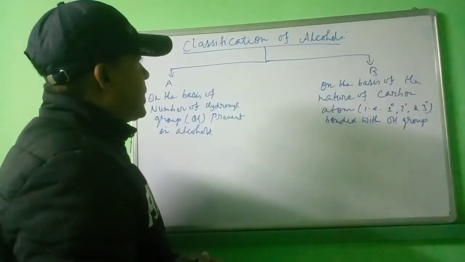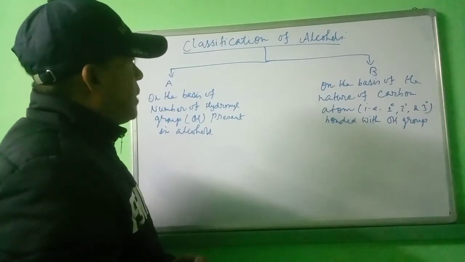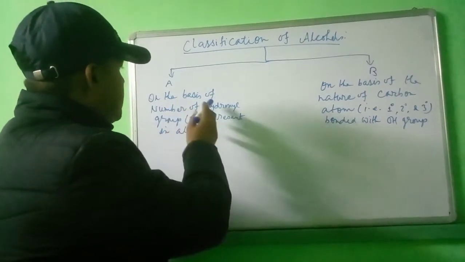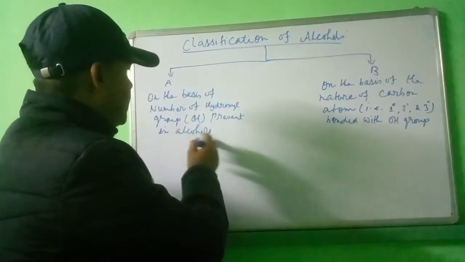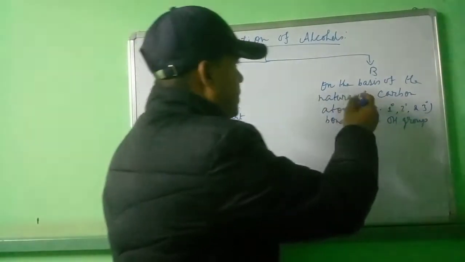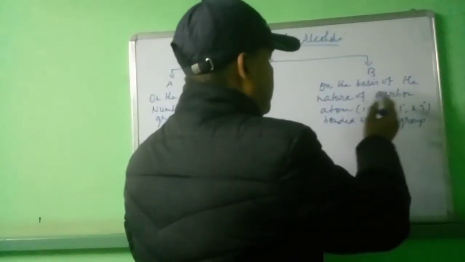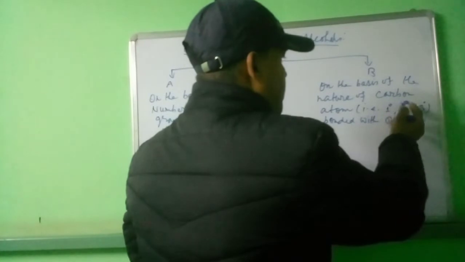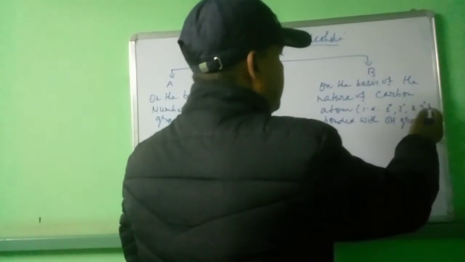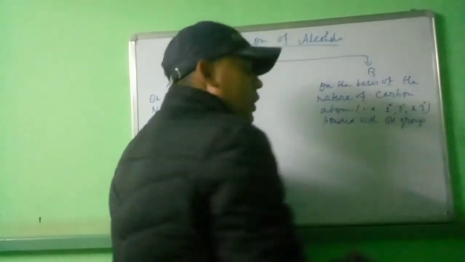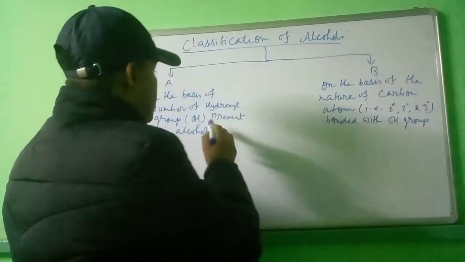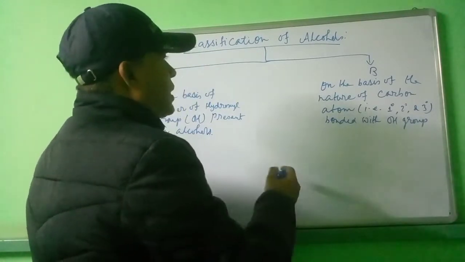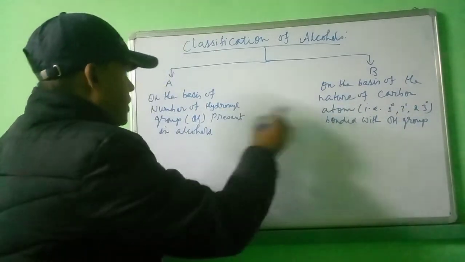Now, classification of alcohol. Alcohol can be classified in two different ways at first. The first is on the basis of the number of hydroxyl groups, OH groups, present in the alcohol. The second is on the basis of the nature of the carbon atom, meaning the three different types of carbon atom present in the organic compound: first degree, second degree, third degree, primary, secondary and tertiary, bonded with the OH group. If an OH is present in the compound, then you can say the compounds are of the alcohol class.